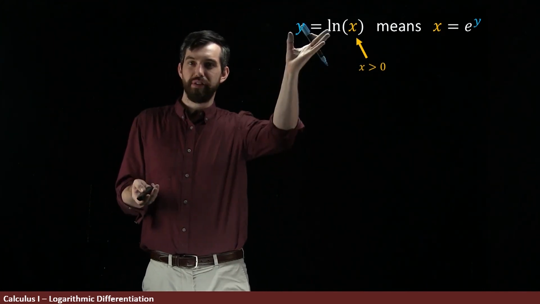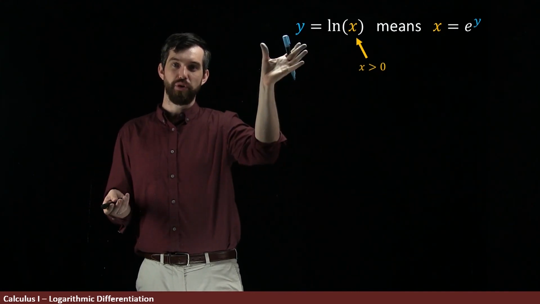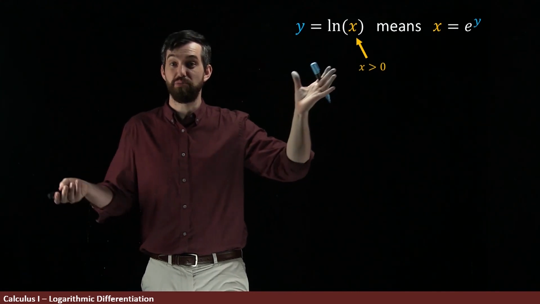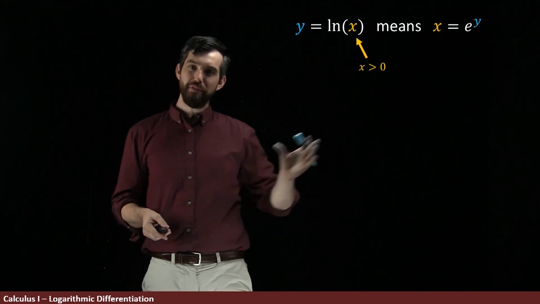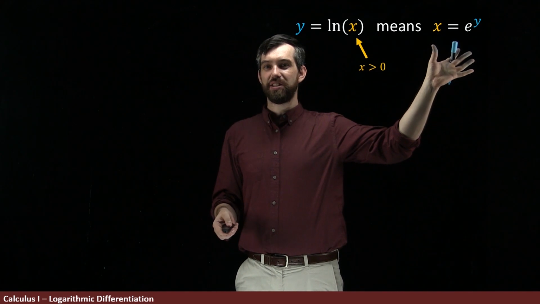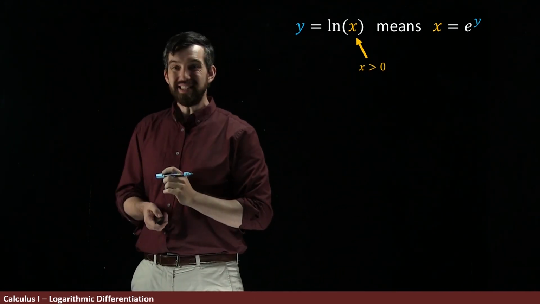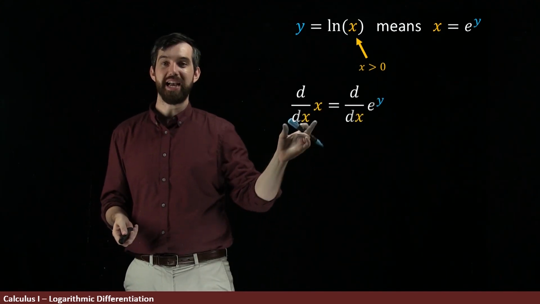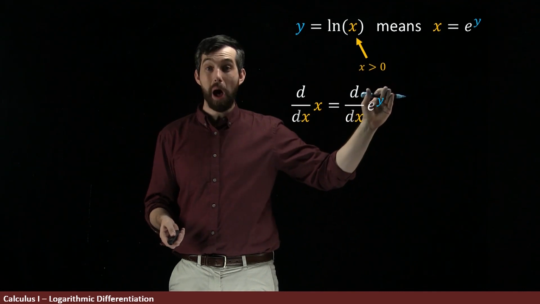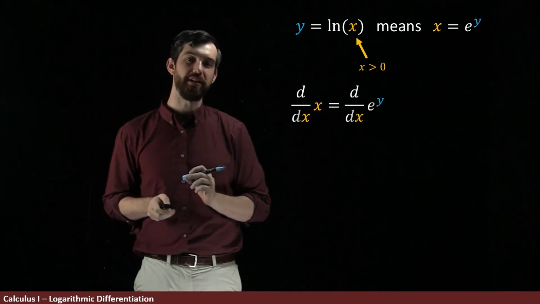Now, taking the derivative of both sides of the original form is unhelpful to us. It just says the derivative of y with respect to x is the derivative of the natural logarithm, but that's what we're trying to figure out. However, taking the derivative with respect to x of this other form is going to be very helpful. So let's see how that works out. I'm going to take d/dx of both sides, the derivative with respect to x of x and the derivative with respect to x of e to the y, thinking of y implicitly as a function of x.